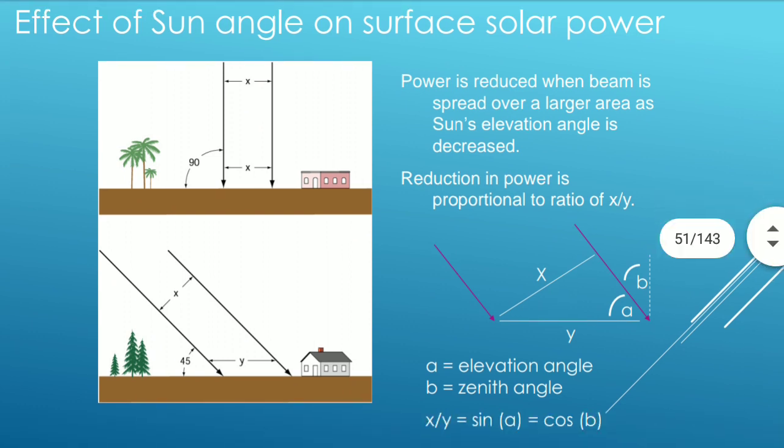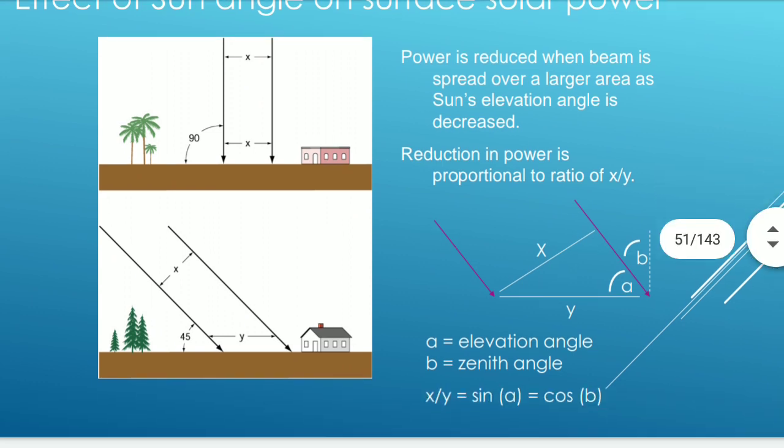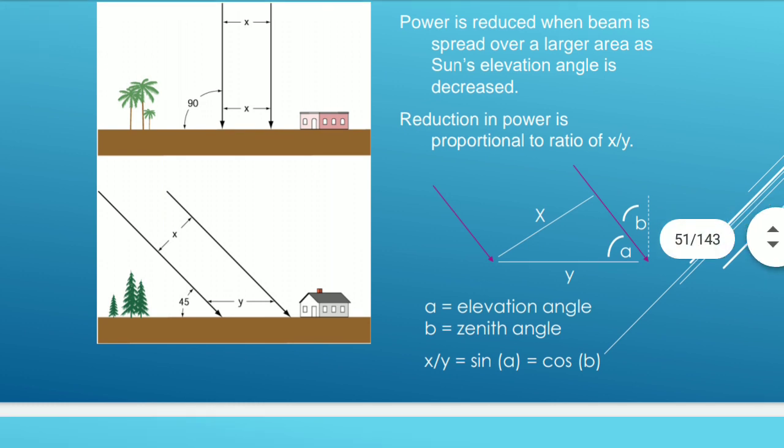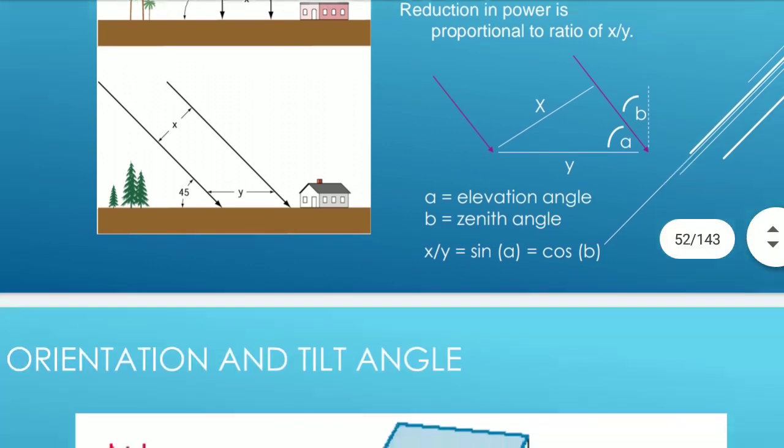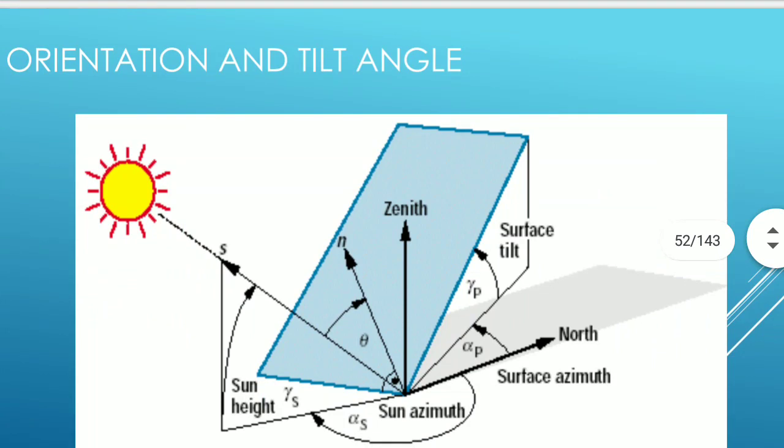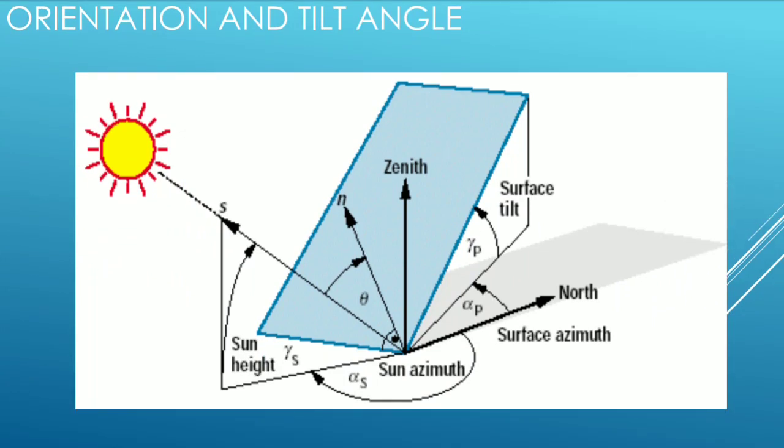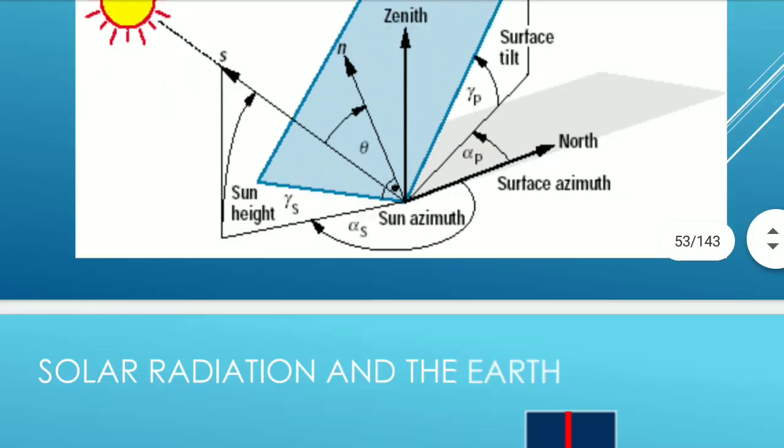Reduction in power is proportional to the ratio x by y. Elevation alpha, zenith angle, x upon y = sin A cos B. Orientation and tilt angle. Zenith, the sun, azimuth, sun height, sun azimuth north, sun, surface tilt, gamma, alpha, theta.